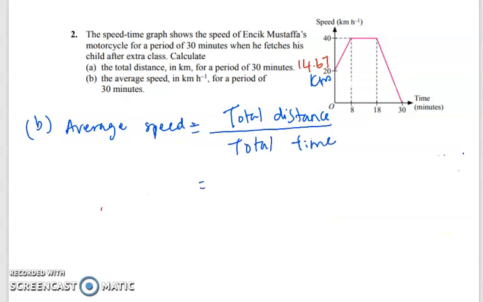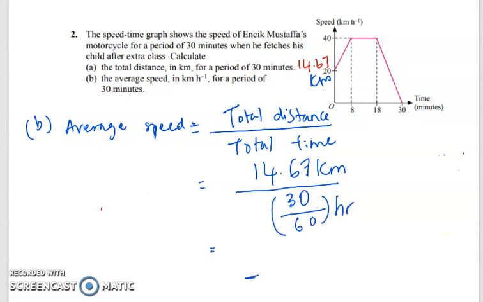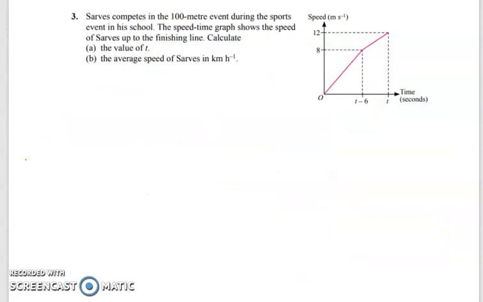And we already know the total distance from the first part, which is 14.67 kilometer, and then time we have 30 minutes. Okay, but remember the question here wants us to find in kilometer per hour. So 30 minutes we convert to hour, 30 divided with 60. And then you'll get your answer in kilometer per hour. So here you will get 29.34 kilometer per hour. Next example.